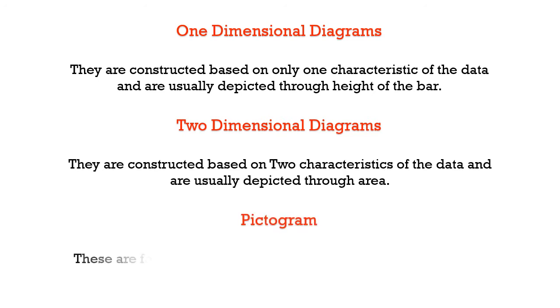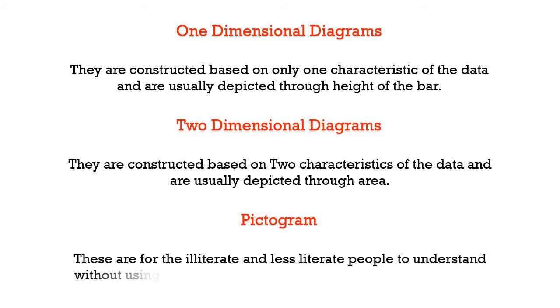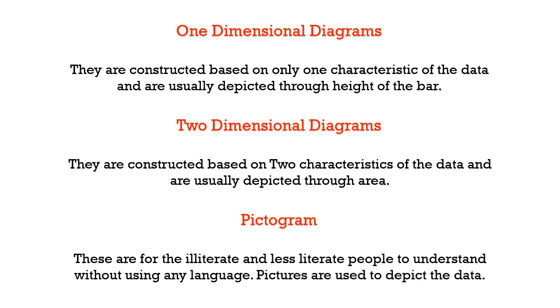Pictogram: these are for the illiterate and less literate or people with other languages to understand without using any language. Pictures are used to depict the data. So more number of pictures means huge data, fewer pictures means small data. You know, when you were in elementary standards, one ball means one, two balls means two, three balls means three, it was explained using pictures. So pictogram is something like that. We will start with the bar diagram.